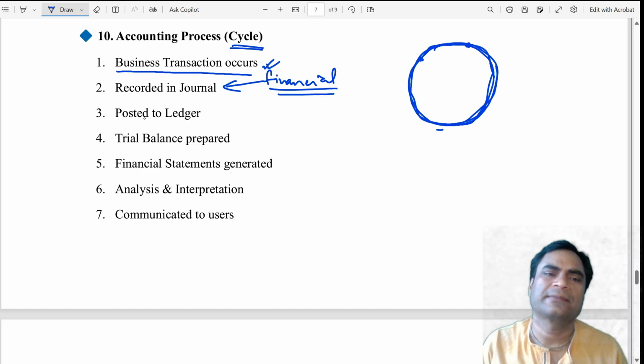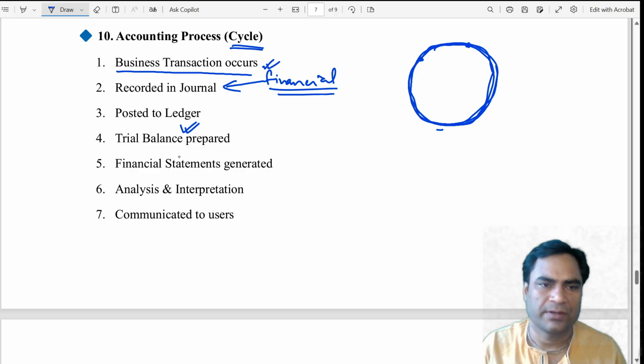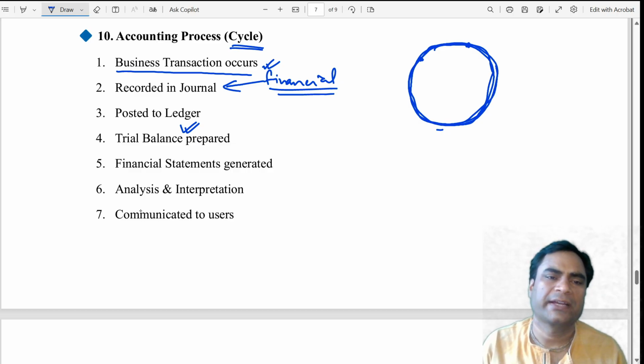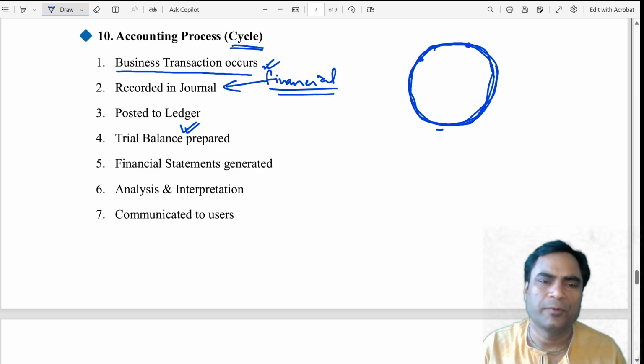The third step is posted into ledger. Journal entry is the second step, the third step is ledger posting. Then trial balance is prepared, and after the trial balance is prepared, the fifth stage is preparation of financial statements. Then analysis and interpretation of the financial statements is done, and then the analysis and interpretation is reported to the users, communicated in the forms of different reports to the users, internal and external.